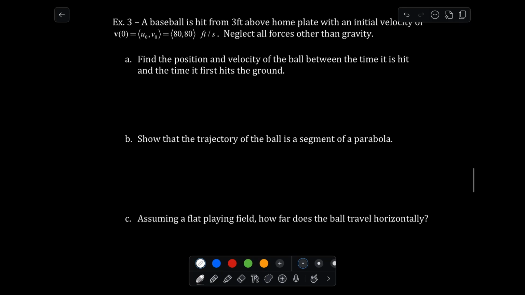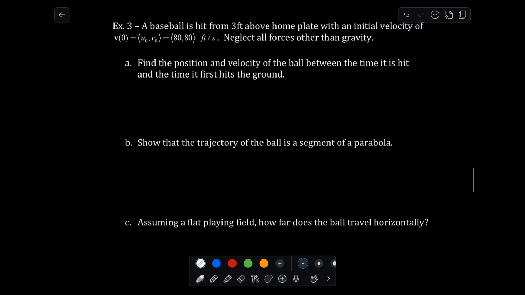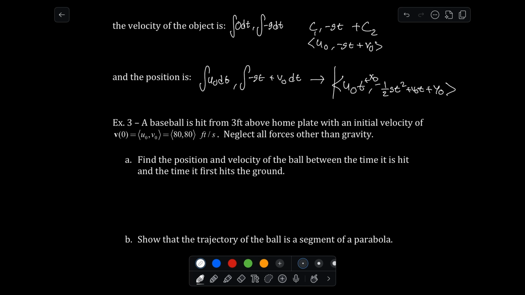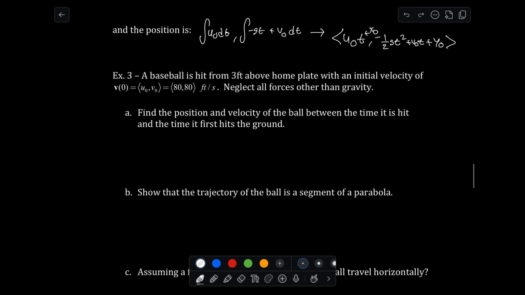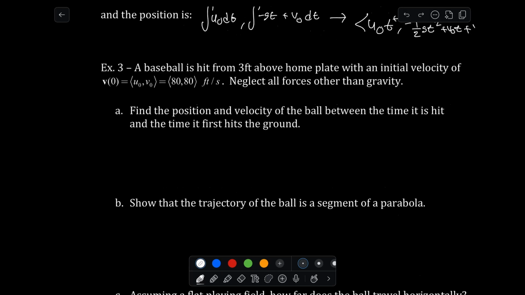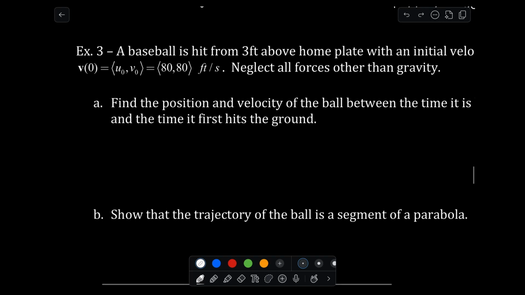Example 3. A ball's hit from 3 feet above home plate with initial velocity of v naught equals u naught, v naught equals 80 feet per second. Neglect all other forces than gravity. Find the position and velocity of the ball between the time it is hit and the time it first hits the ground. So applying these equations from above, try and solve for when the ball will hit the ground, right? So feel free to pause the video and try this on your own. Okay, let's get into it.